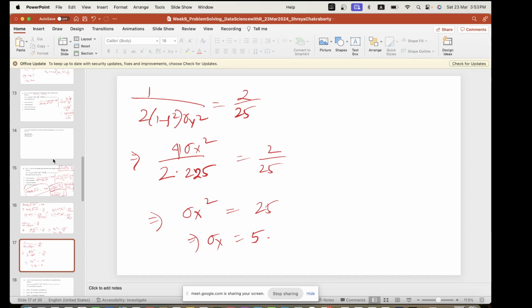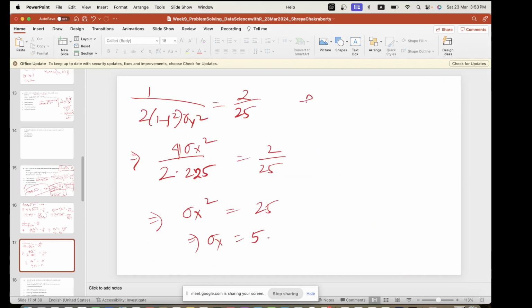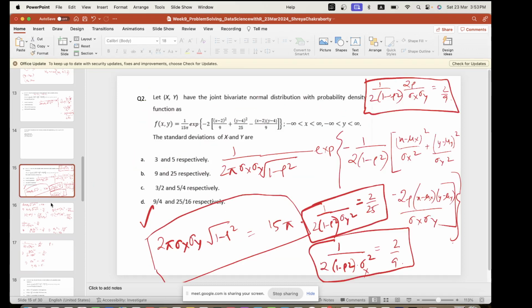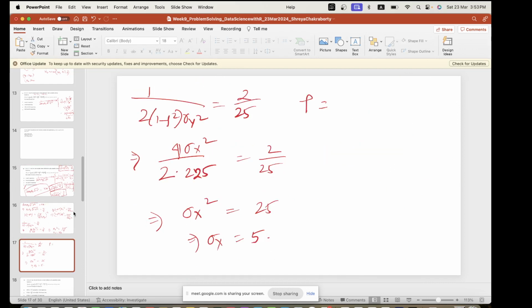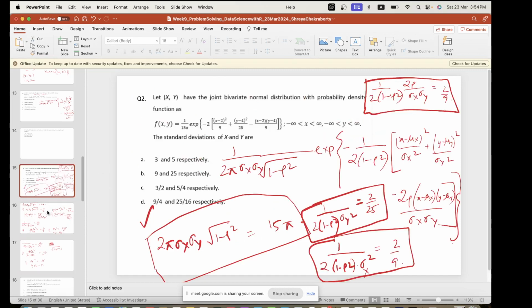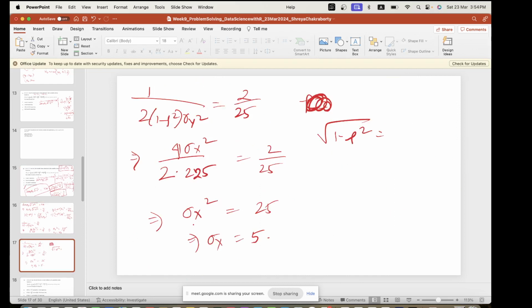Alright, so now if sigma x is 5, then what is the value of rho? Rho would be... so then we can write this like 1 minus rho square equal to 15 by 2 sigma x sigma y.